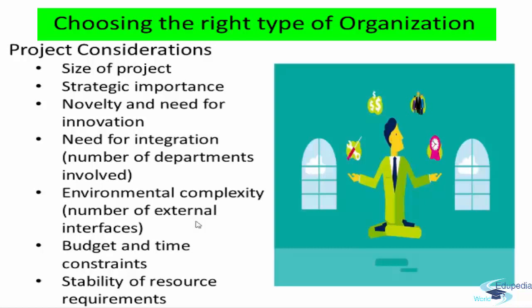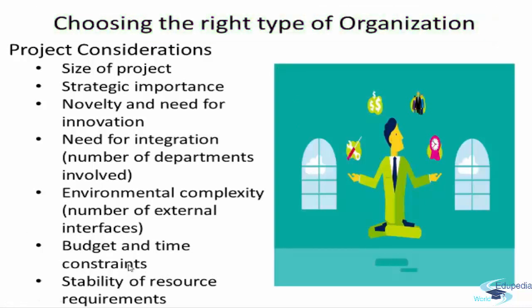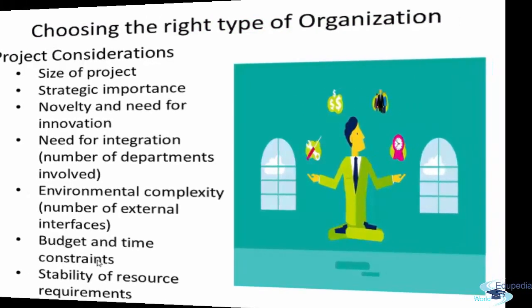And the need for integration, the number of departments involved. I think a matrix organization would be better for this. Environmental complexity: what is the number of external interfaces you have? And budget and time constraints: what are they? What is the stability of resource requirements? These are the things you need to look at in order to decide what type of organization structure you need to go for, whether functional, projectized, or matrix.